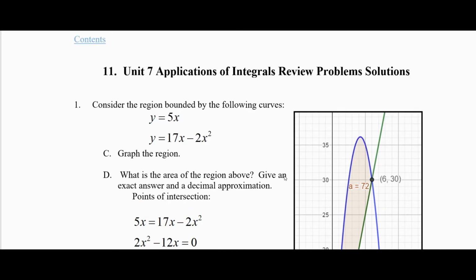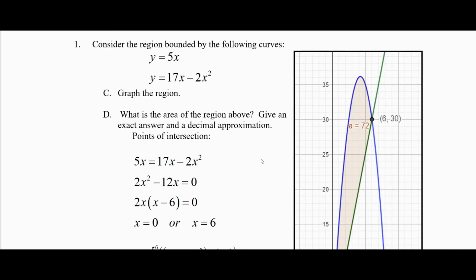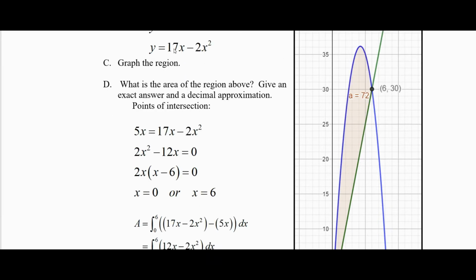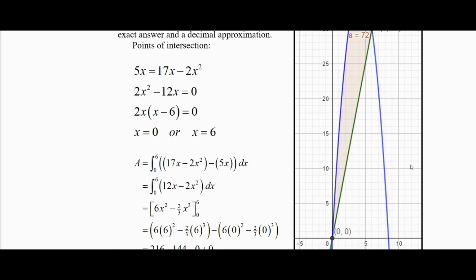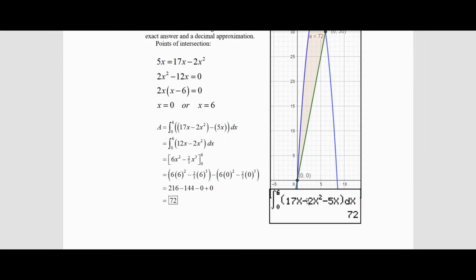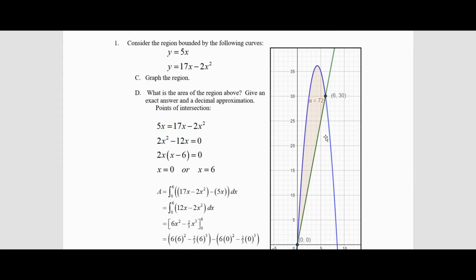So number one, one of the most basic things we can do for integrals is do areas. So here we have the curve y equals 5x, which is this green line right here, and y equals 17x minus 2x squared, which is this blue parabola. And we can see what the graphs of those look like right there. Even just looking at it, it looks like they cross at (0, 0) and at (6, 30).